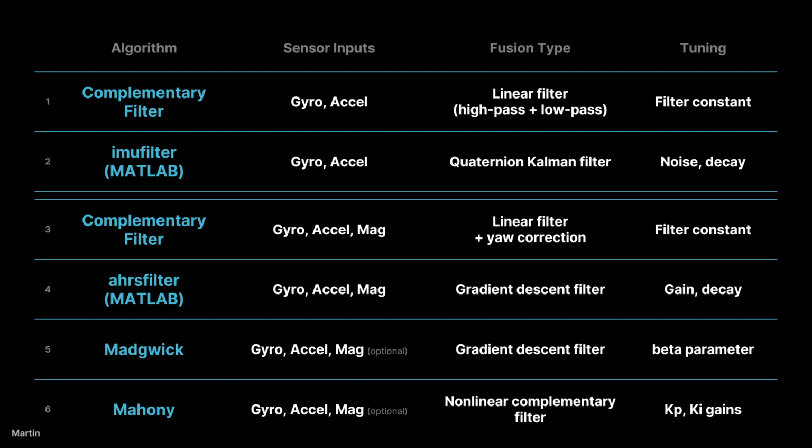The Madgwick algorithm uses gradient descent for efficient drift-corrected orientation with a tunable gain, beta, while the Mahoney algorithm applies feedback control with proportional, Kp, and integral, Ki gains to balance responsiveness and stability.